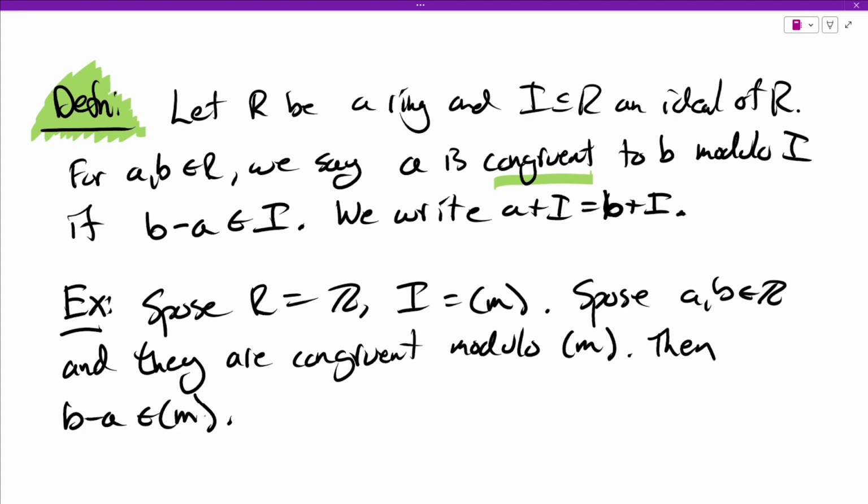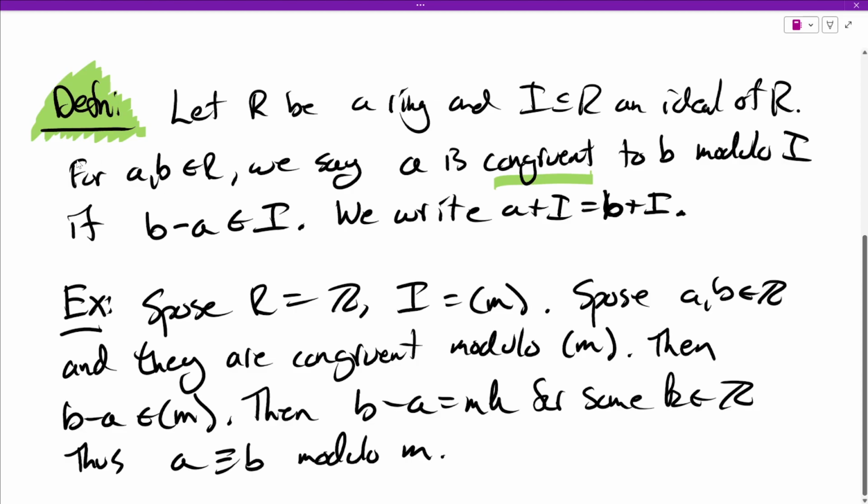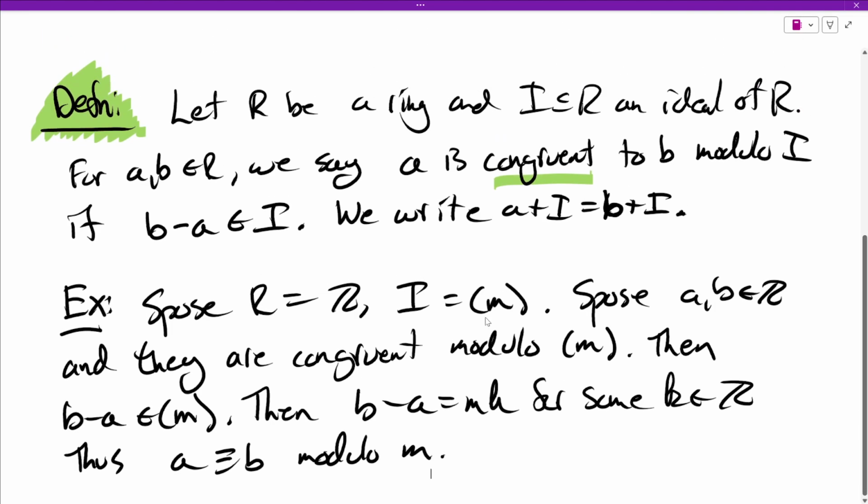But what does it mean to be in this ideal? It means you're a multiple of M. So B minus A is MK for some K in Z. So what does this mean? Well, A is congruent to B modulo the number M. So we've seen here that if you're congruent modulo the principal ideal generated by M, that tells you you're actually congruent modulo the integer M.